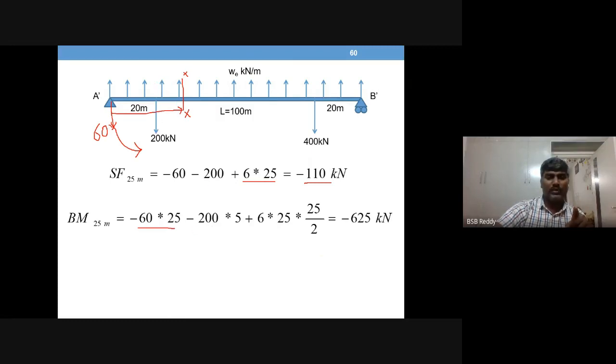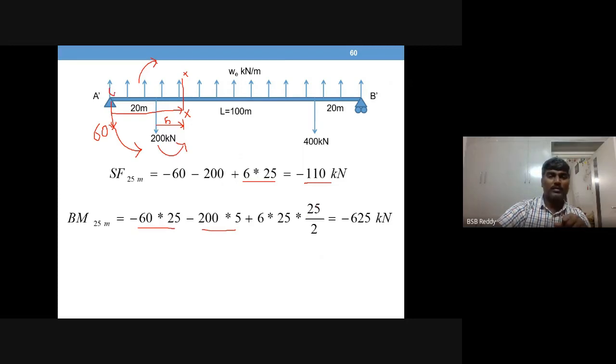200 into 5. This distance is 5. This is also anti-clockwise, so minus 200 into 5. This is clockwise, so clockwise positive. So 6 into 25 into, this is UDL, right? So 6 into 25 into 25 by 2.